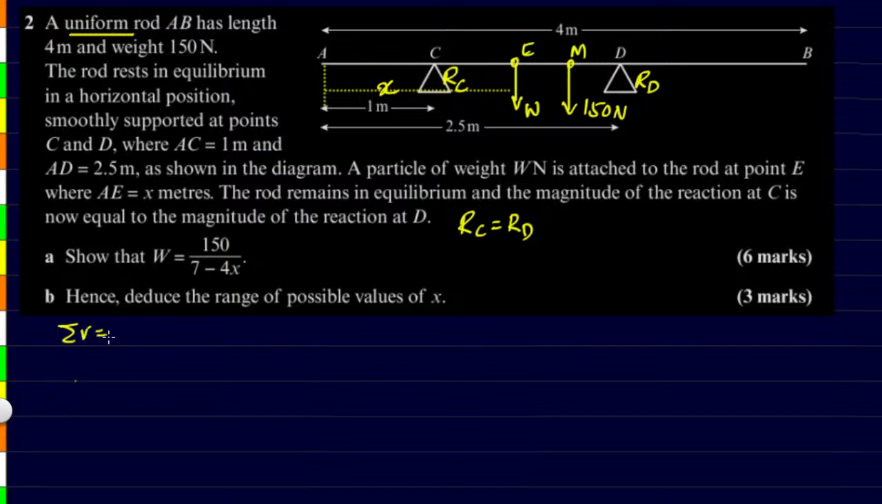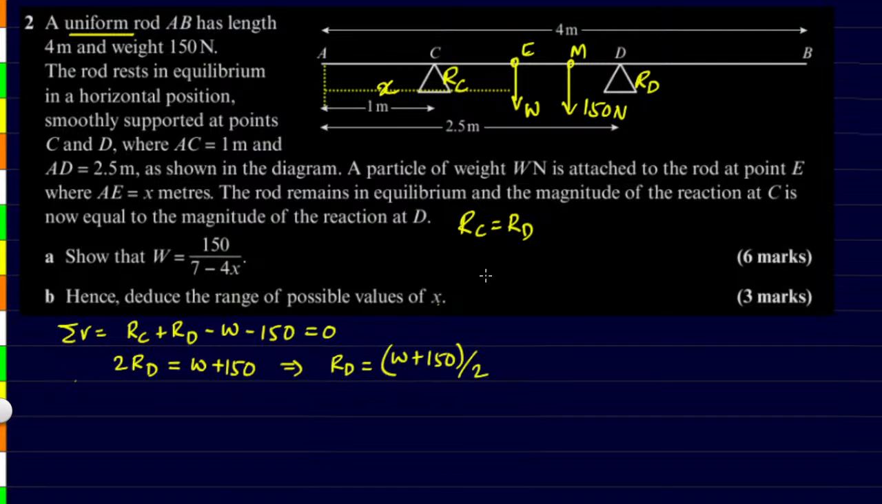Let's start with sigma V. RC is upwards, RD is upwards, both are positive. W is downwards, 150 is downwards, so both are negative. Total should be 0. RC is equal to RD, so let us substitute. We get 2 times RD equals W plus 150. That means RD will be W plus 150 divided by 2, and RC is also equal to that. RC and RD both are equal to (W plus 150) by 2.